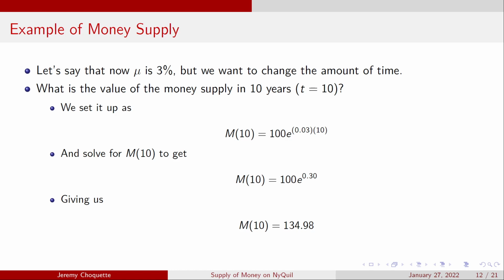equals M0 times e to the mu times T, right? If T is equal to 10 and we've got M of T, we want to know what M of T is equal to. Well, T is equal to 10, so it's M of 10 years. So that's why you see 10 in the parentheses on the left-hand side, because it's M of 10 years.